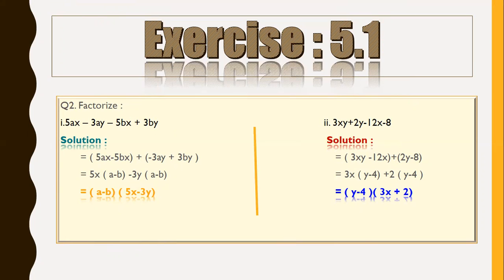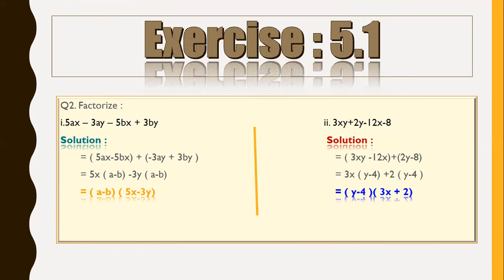In the first bracket, 5x is common. The left terms are a minus b. In the second bracket, minus 3y is common, so we take minus 3y common. The remaining term is a minus b. Now, as we did in the sixth part of the previous question, we take a minus b common and 5x minus 3y becomes the partner. Now our factorization will be a minus b into 5x minus 3y. I think you recall your previous knowledge.